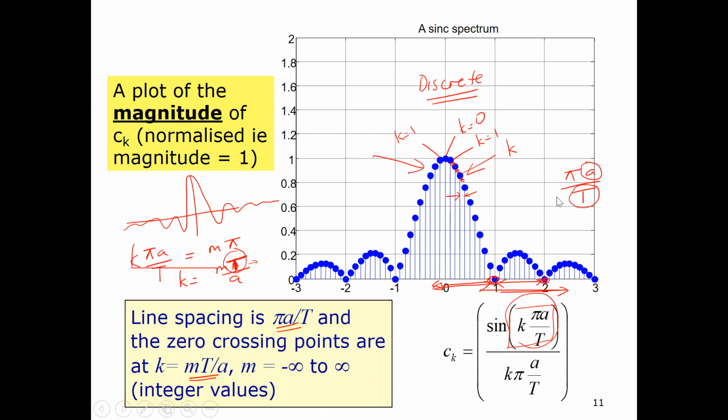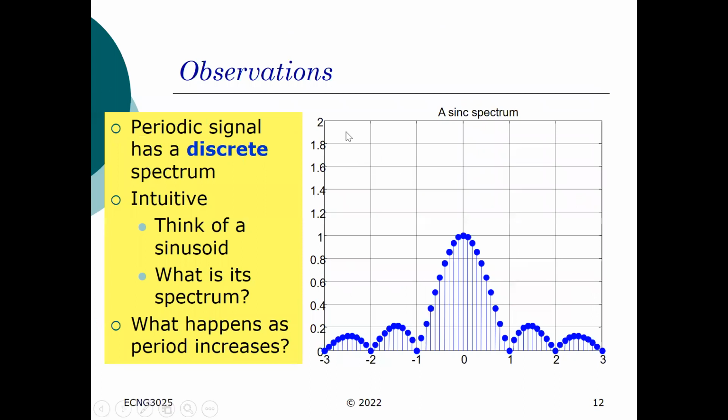Remember that, because we'll be coming to some signals a little bit later on, and you'll see what that manipulation means. So the important thing here: a periodic signal has a discrete spectrum. And if ever you come across that again and you're trying to remember what kind of spectrum a periodic signal has, think of a single sinusoid.